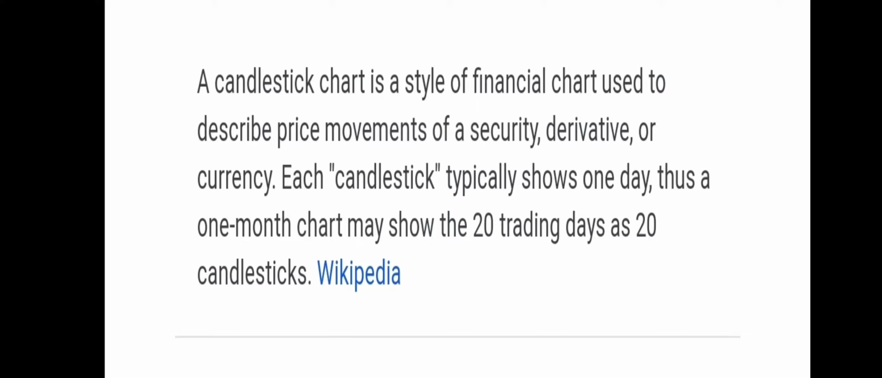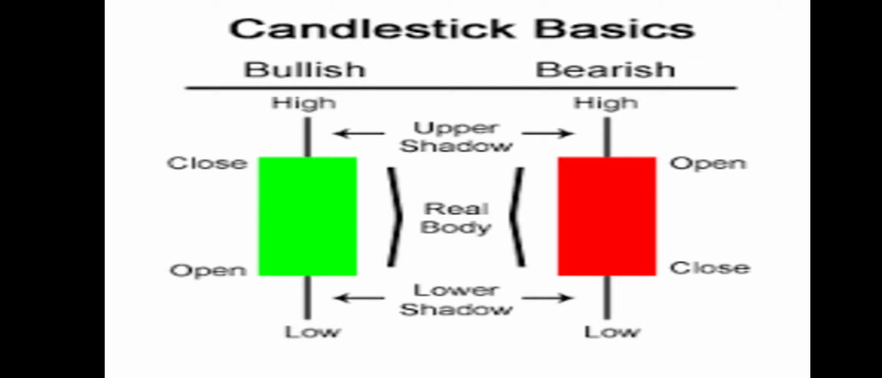A candlestick is a financial chart that shows the price movement of any security, derivative, and currency, and it shows it according to the time frame you are using in the chart. So let's see an example of two candlesticks. The first one, the green candle, shows the bullish signal, and the second one is a bearish candle that shows the bearish signal. This red candle shows the bearish signal, and let's see clearly what happened.